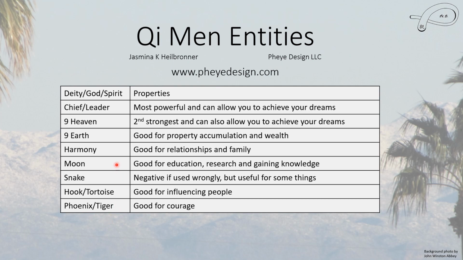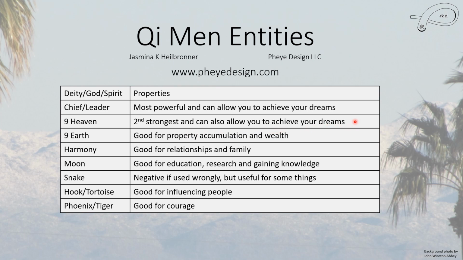And depending on who you're working with, sometimes they call the chief the leader. So the hook and tortoise are interchangeable, so are the phoenix and tiger. The chief is one of the best sectors in general, but you still have to be cognizant of what door it is. This can allow you to achieve your dreams. It's the most powerful one, and you can just be in this location and think about what you want to accomplish, and just think about it, and the chief will help lead you to make the right decisions so it can happen.